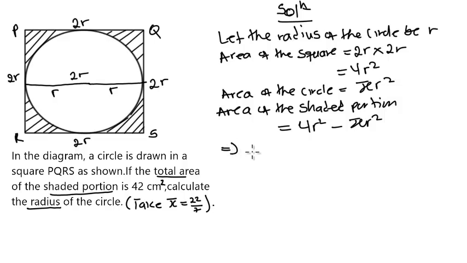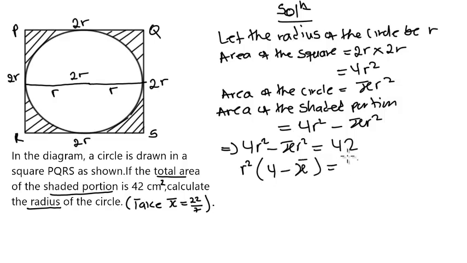So this implies we are going to have 4r squared minus pi r squared is equal to 42. Now from the left hand side of the equation, we have r squared in common. So I'm going to factorize r squared out. Here I'll be left with 4 minus, and then here I'll be left with pi. And this will be equal to 42. But don't forget, we are asked to take pi to be equal to 22/7. So in place of pi, I'm going to write 22/7 there. So I'm going to have r squared into 4 minus 22/7. And this will be equal to 42.